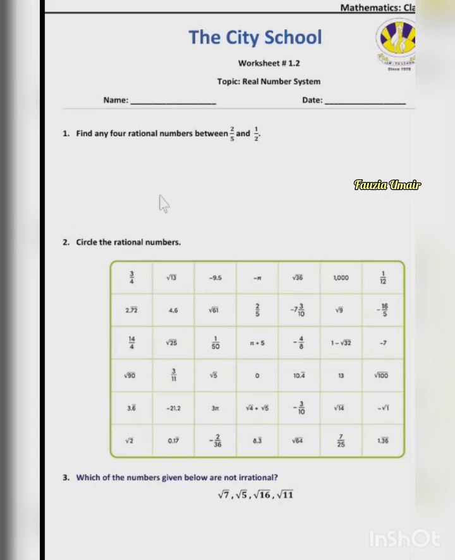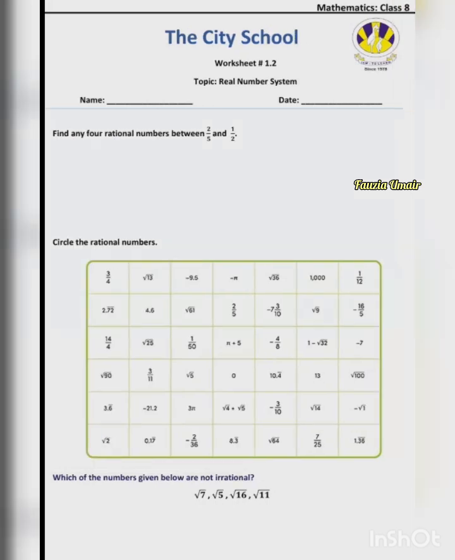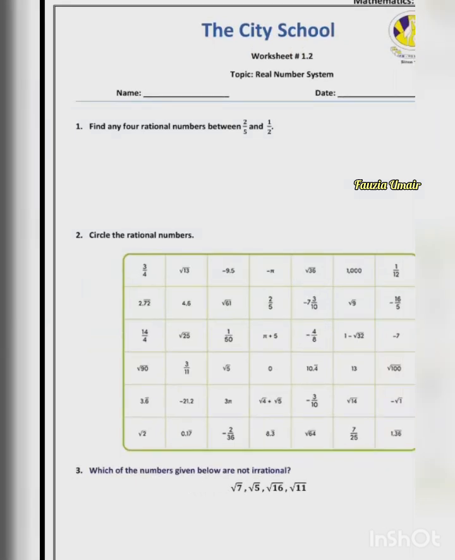Can anyone answer? We need to write down four rational numbers, but what do you think, how many are there? Ma'am, infinite. Infinite. That's right. There are so many rational numbers. You remember that you have researched about it also, that both rational and irrational numbers are infinite. So let's convert this into decimals so that I can easily write down the numbers between them.